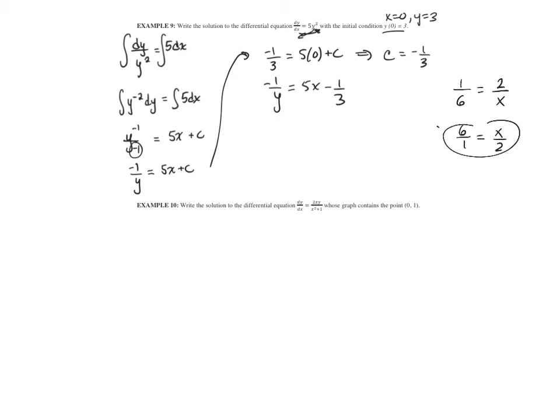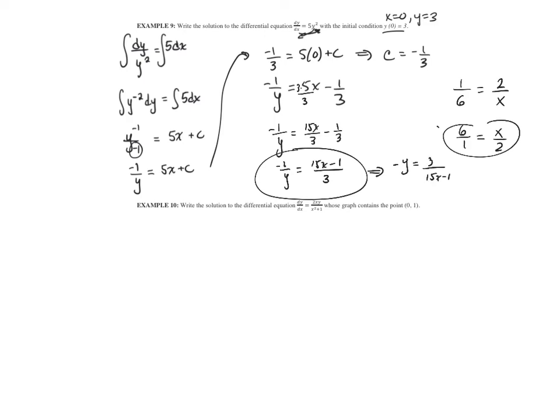So what I'm going to do is get a common denominator here on the right side, and basically take this guy and multiply it by 3 over 3. And so that gives us -1 over y is equal to 15x over 3 minus 1 over 3. So -1 over y is equal to 15x minus 1 over 3. Now we can take that and simply reciprocate both sides and get -y is equal to 3 over 15x minus 1. And we want to get y isolated, so we could divide both sides by -1.